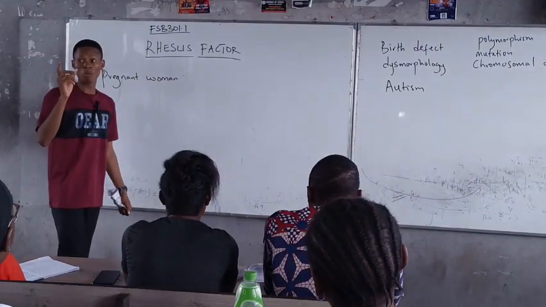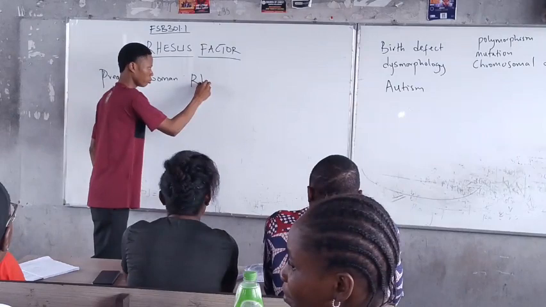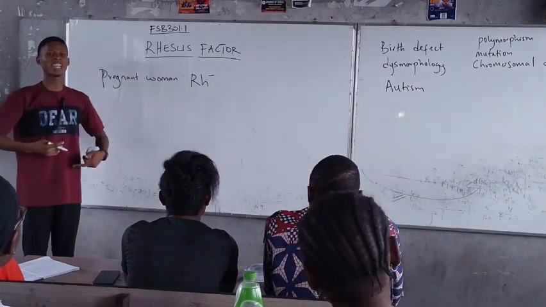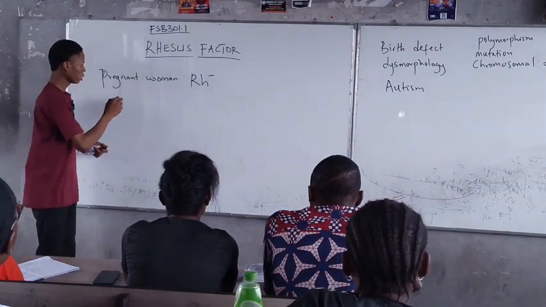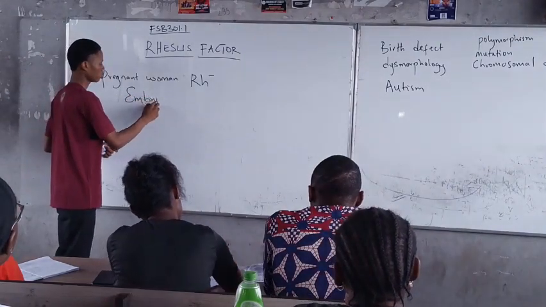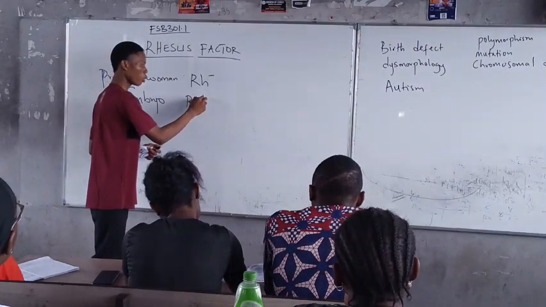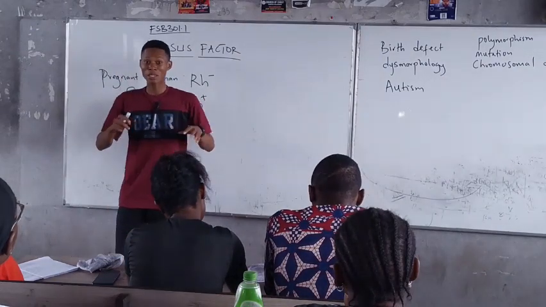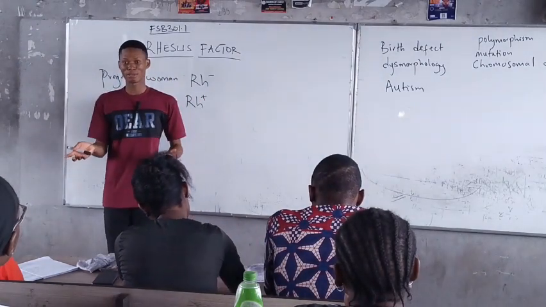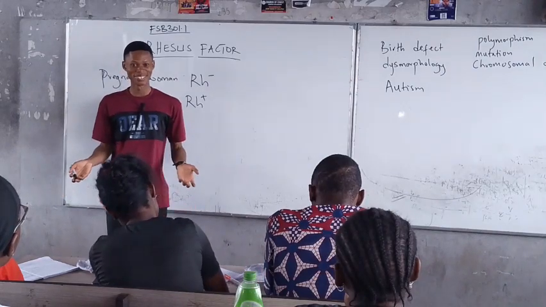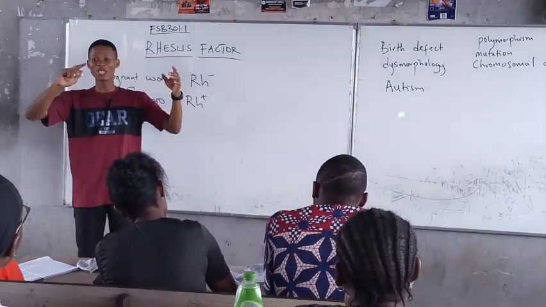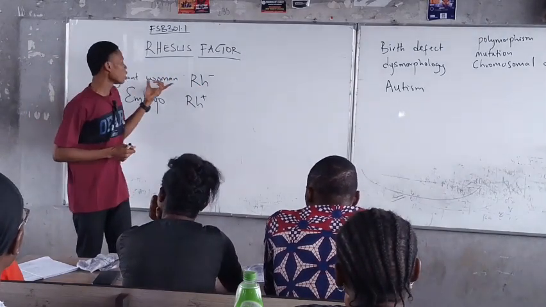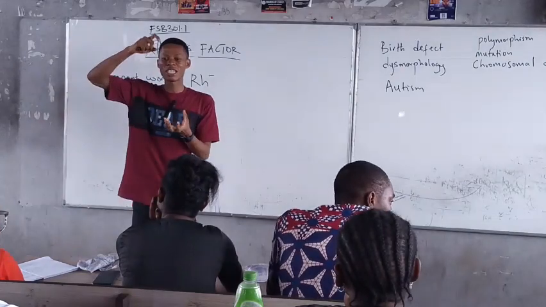And the pregnant woman is rhesus negative, and the developing embryo, the baby developing, is rhesus positive. Now look at this case. The mother doesn't have it. Where is the child getting it from? Alright, we can get into where the child gets it from, but I don't want to go into that yet. The pregnant woman does not have the rhesus factor.